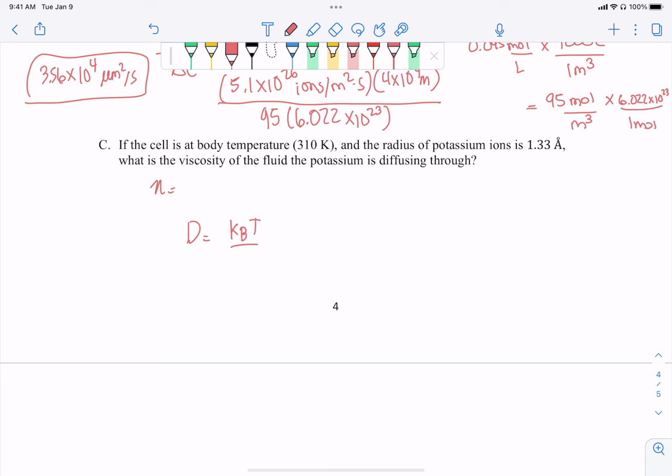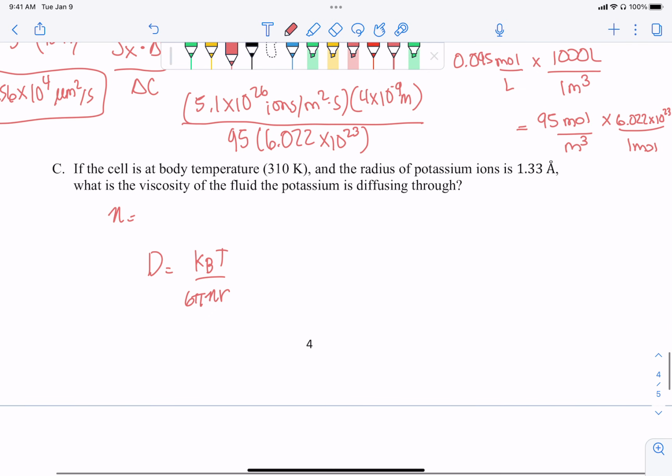We used it before actually: D equals kBT divided by 6 pi times viscosity times radius, right? So we have our diffusion constant from part B, and then we can just plug and chug basically to figure out our viscosity. If we rearrange things, our viscosity will be kBT divided by 6 pi r D, basically.